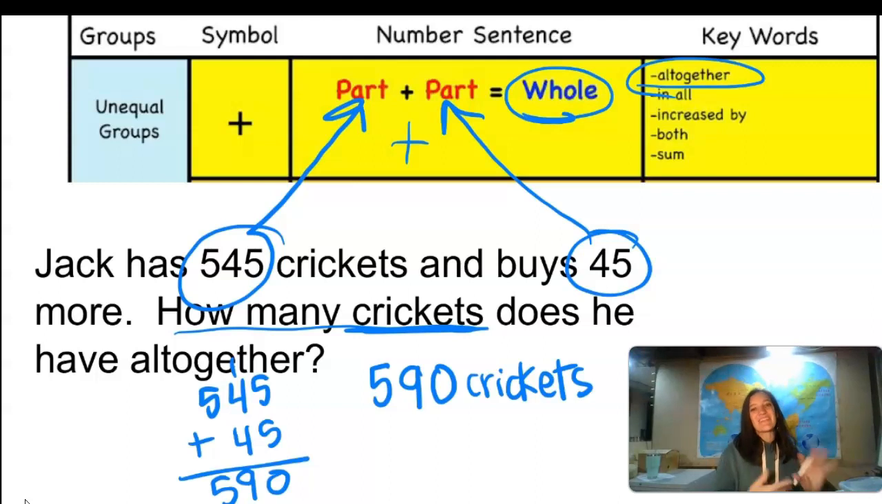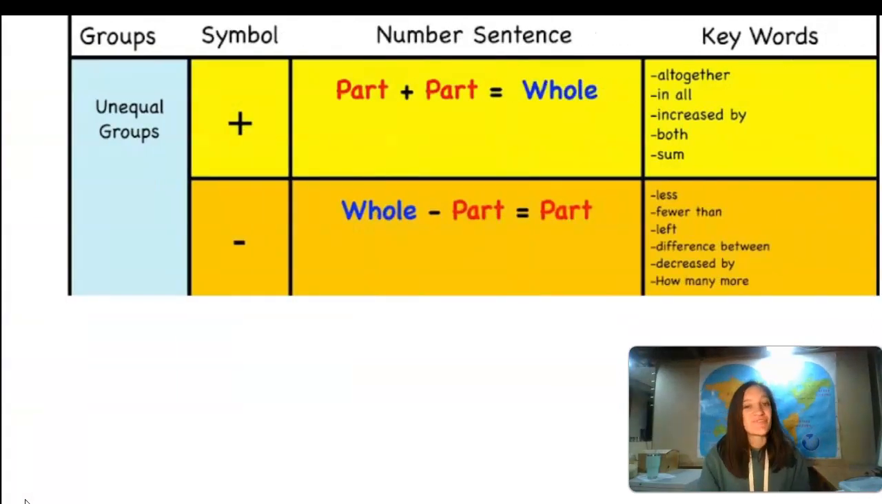Okay, so now let's switch gears and let's talk about subtraction. Subtraction is kind of the opposite. It's called the inverse of addition. And that's because instead of getting a whole for an answer, you actually start with a whole, then you take away a part, and you're left with a part.